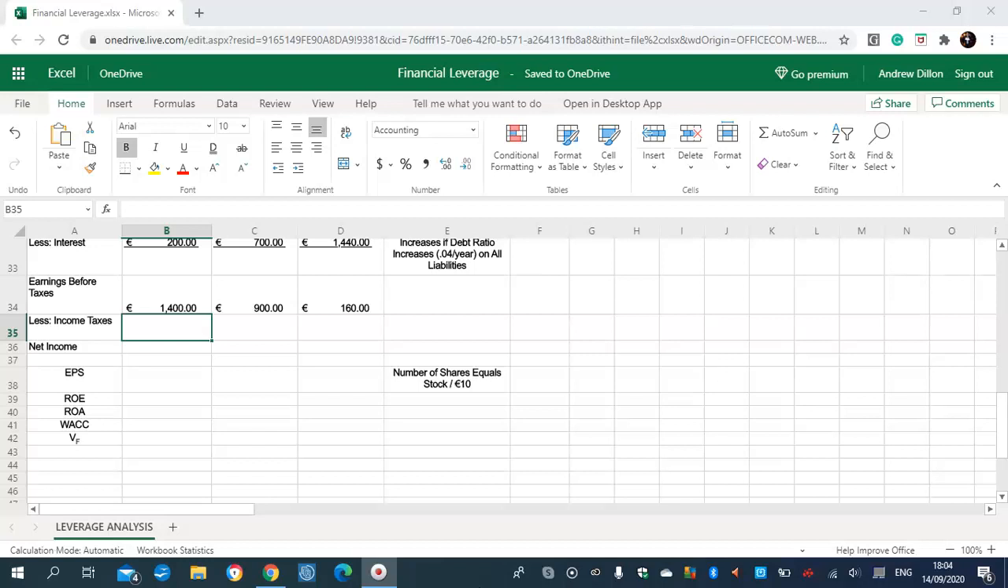Okay, this income tax will be the next one to calculate. And then the last sum with the financial leverage will be the VF. So let's do income taxes for the next one. So it is equal to B8 multiplied by B34.